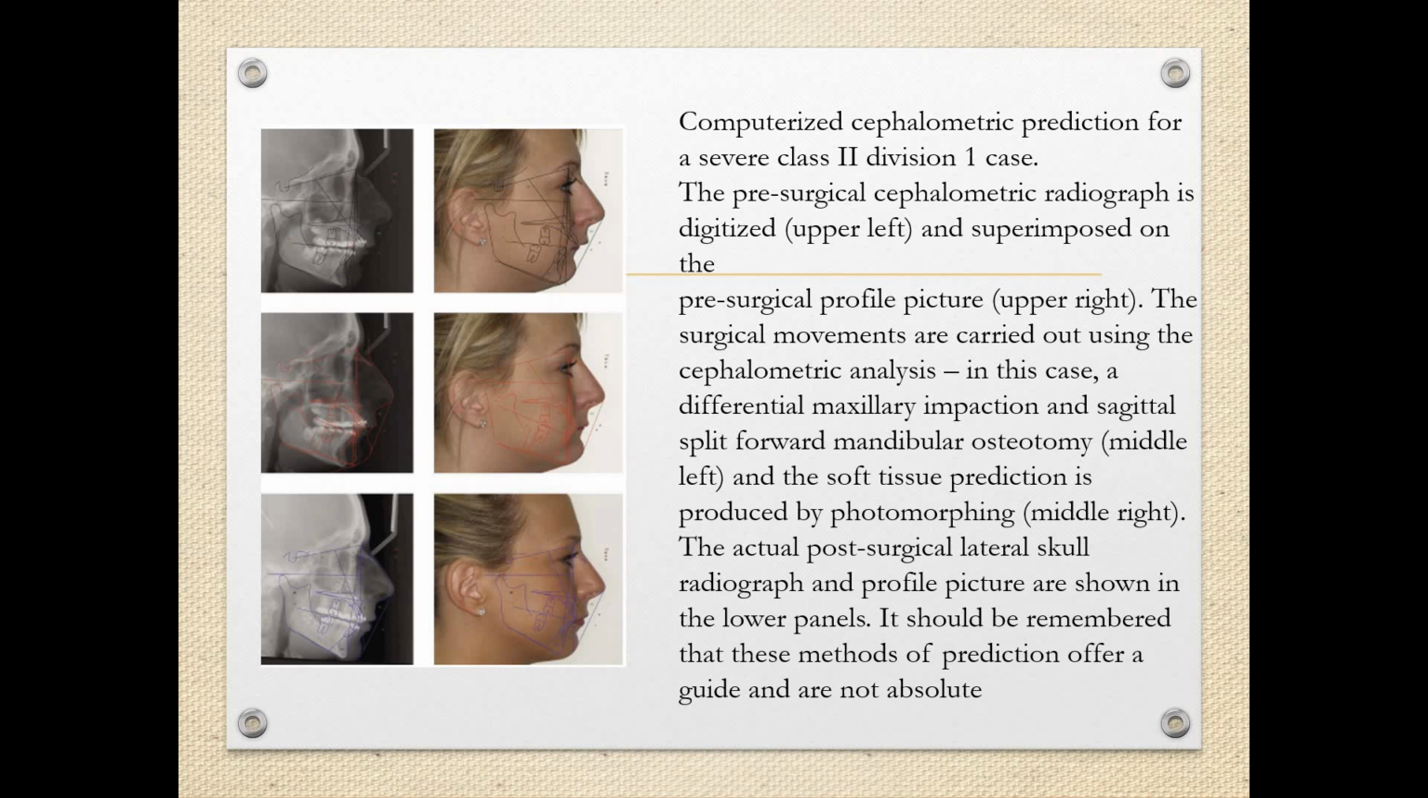However, a problem with all these methods is that the soft tissues do not respond to the surgical movements in a simple ratio, and changes can vary in different regions of the face and between individuals. More recently, three-dimensional surgical planning has been advocated, but whether this is any more accurate than planning based on the profile remains to be seen.